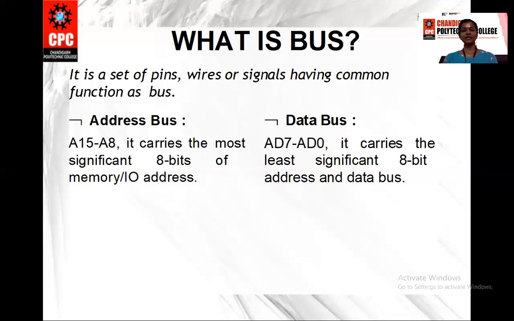ALE, address latch enable, is used to identify the address or data on the address data bus or buffer. If ALE is 1, that means there is address on the address data buffer, or if its value is 0, that means there is data on the address data buffer. Correct?